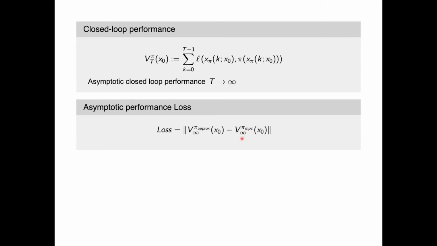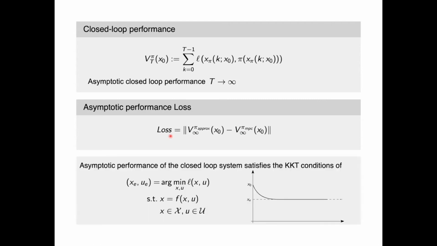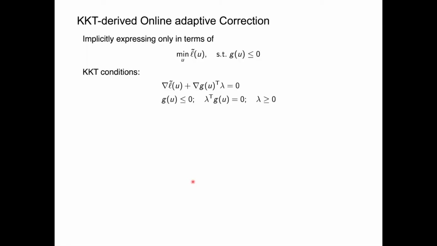In order to minimize the asymptotic performance losses due to the approximation error, it may be desirable to adapt the approximate policy online. However, the closed loop performance under the MPC policy is not available online to quantify this performance loss. Due to the strict dissipativity, we know that the asymptotic performance of the closed loop system must satisfy the KKT condition of this steady state optimization problem. For any equilibrium point, this can be stated implicitly using only U as shown here, and the KKT conditions can be expressed as shown here.